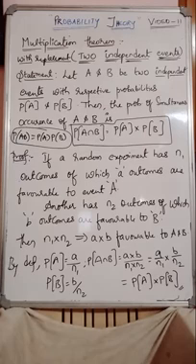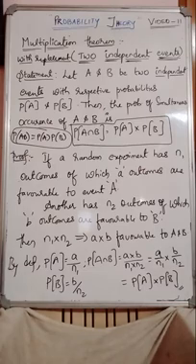Let us consider a random experiment with n1 outcomes, of which small a outcomes are favorable to event A, and another with n2 total outcomes, of which small b outcomes are favorable to event B. Then n1 cross n2 is nothing but the total outcomes, with a cross b favorable outcomes to capital A and capital B. By the definition, P of A equals a by n1, P of B equals b by n2, and P of A intersection B equals ab by n1 n2.